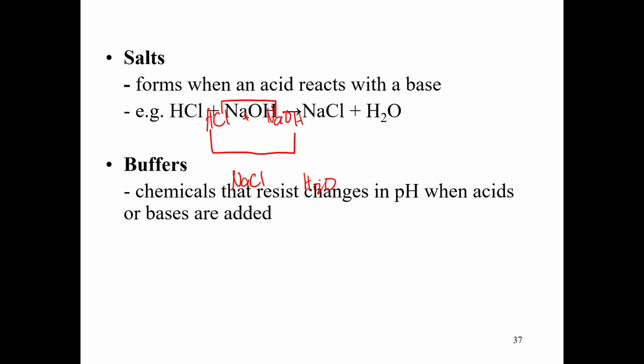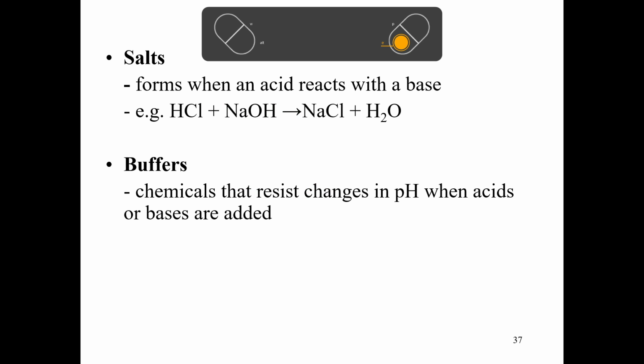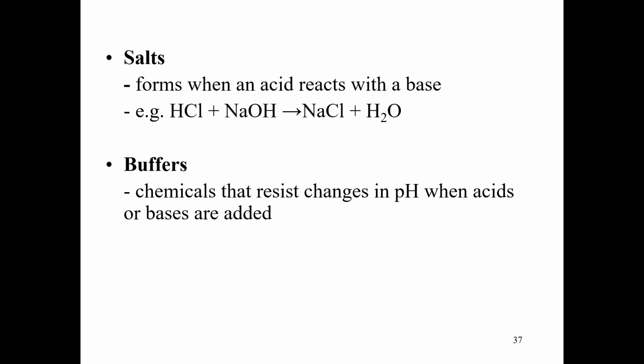Next we have buffers. Buffers are chemicals that resist changes in pH when acids and bases are added. A good example is your phosphate buffer system, Sorensen buffer system, and other buffer systems.